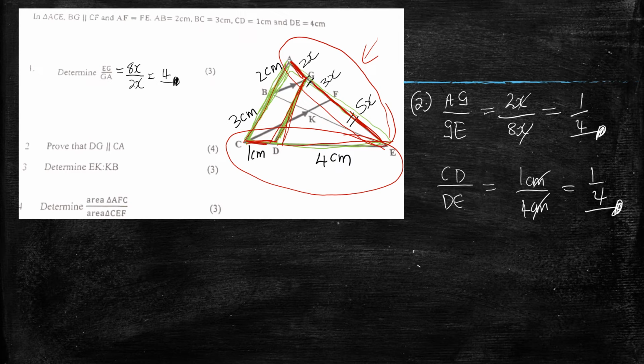Can you see that the ratio of that side, AG over GE, is equal to CD over what? Over DE. Can you see that they're equal? Why are they equal? Because both of them are equal to 1 over 4. Right, so the ratio of that side is equal to the ratio of that side. It means that side AE and side CE are in the same what? Are in the same proportion.